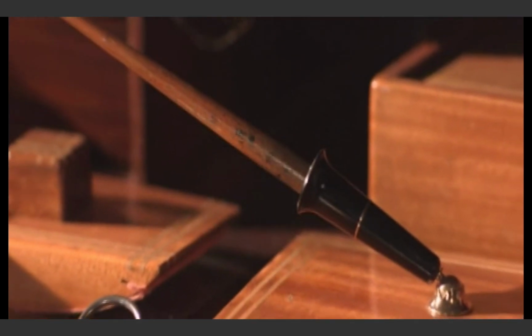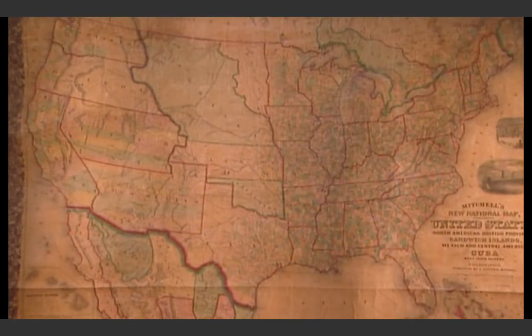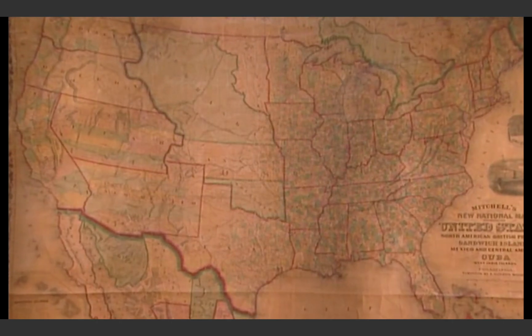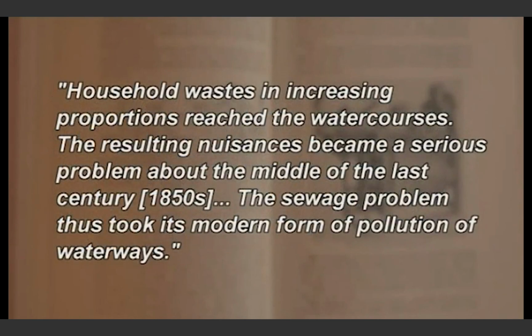In their book, Solving Sewage Problems, George Fuller and James McClintock summarized waste disposal practices in the Americas and the impact of the population transitioning from rural to urban residents. In early days, each household disposed of its filth as best it could. Cesspools for household wastes were officially recognized by sanitary authorities, and there was little or no supervision of the disposal of the contents. Household wastes in increasing proportions reached the watercourses.